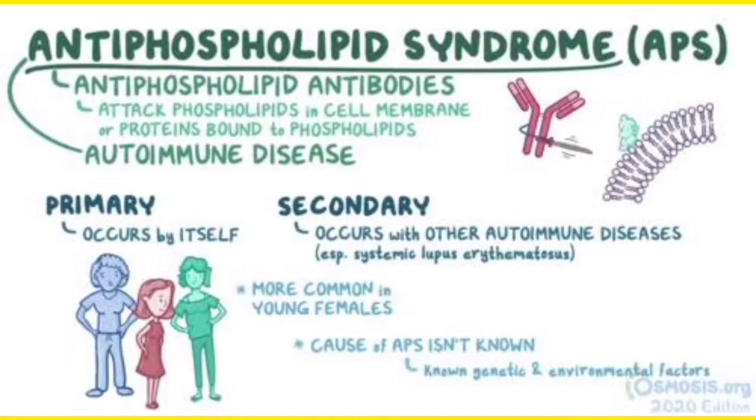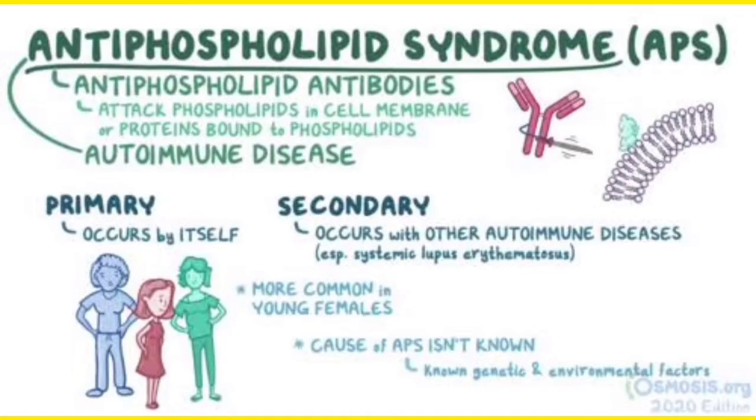What is APS, antiphospholipid syndrome? Antiphospholipid syndrome is basically caused by antibodies known as antiphospholipid antibodies. This is known as APA, antiphospholipid antibodies. Now these antibodies are autoimmune, that is, they are produced by our immune system.